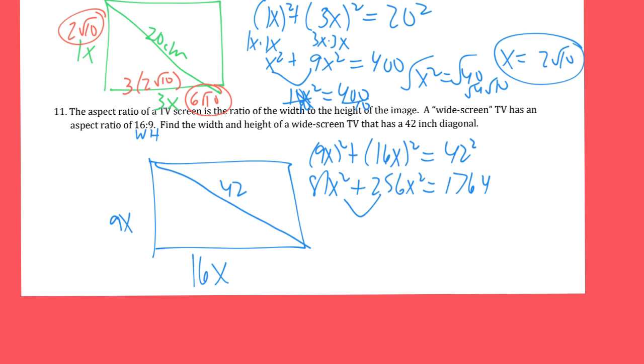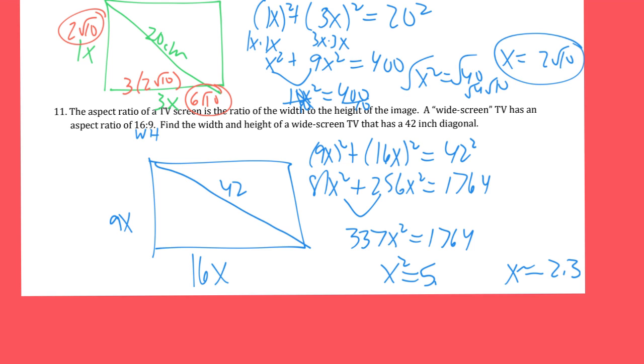Combining my terms here, this gets disgusting. I'm just not going to lie. 337x squared equals 1764. Divide both sides by 337. You get x squared is equal to 5 point something, like 5.5-ish. And then you take the square root of both sides and you get x is approximately 2.3. And so you could multiply 9 by it to get the one side, and you could multiply 16 by it to get the other side. And those would both be, it looks like, in inches.